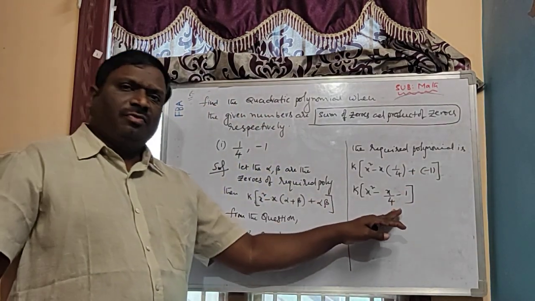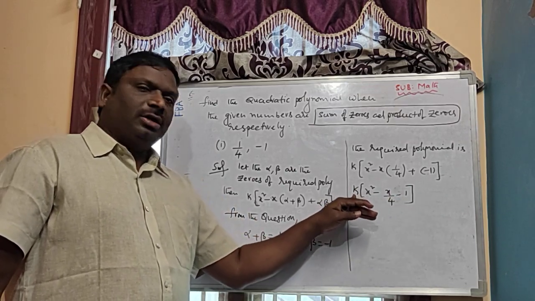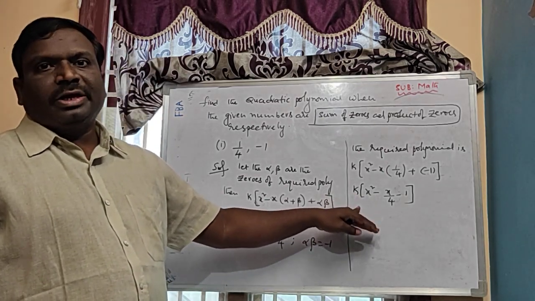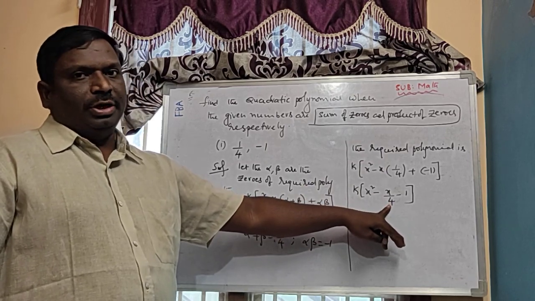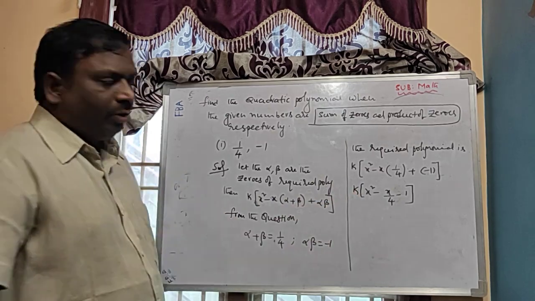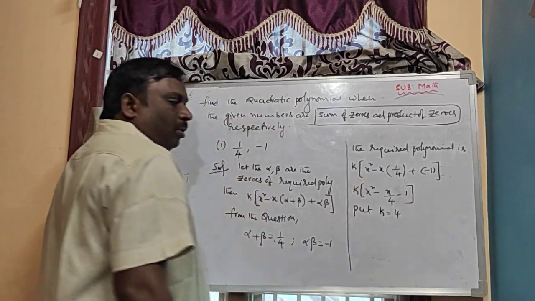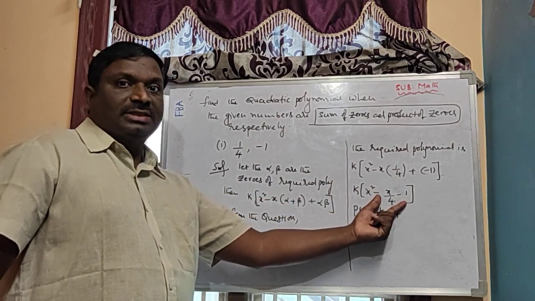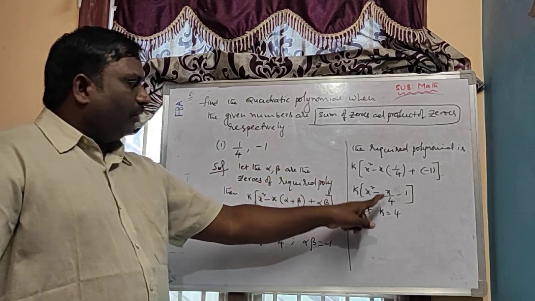Here the denominator is 4. When the denominator is there, we can take the k value as any constant. Whatever the denominator is, that value you can take, then you can remove the denominator. So when you multiply with 4, I am putting k value equal to 4. Why? Because the required polynomial is not in the form of a fraction. It is ax square plus bx plus c only. We have to remove this 4.